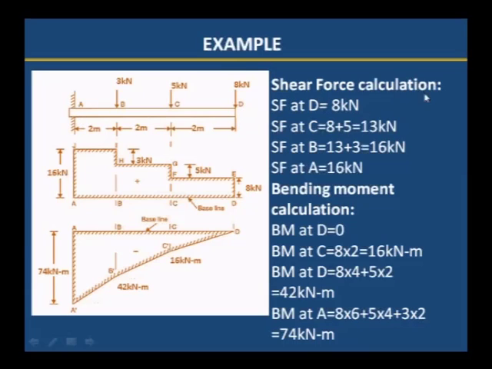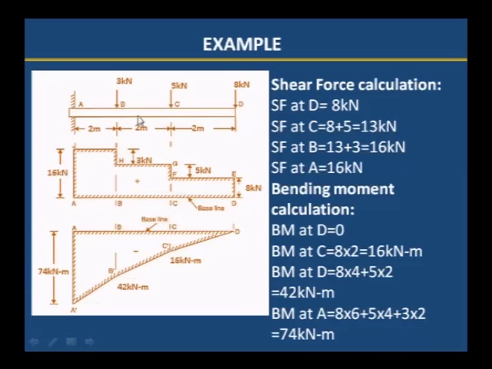For calculating, shear force at D is equal to 8 kilonewton. How is it 8 kilonewton? Here from the right side, at D point, only one load of 8 kilonewton is acting, that we have to write down. This is downward, that is why it is positive. Then shear force at C point. Up to C point, whatever forces are acting, we have to consider. 8 kilonewton is already considered, plus 5 kilonewton is added. 8 plus 5 is 13 kilonewton.